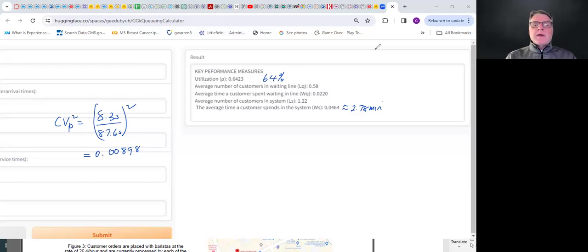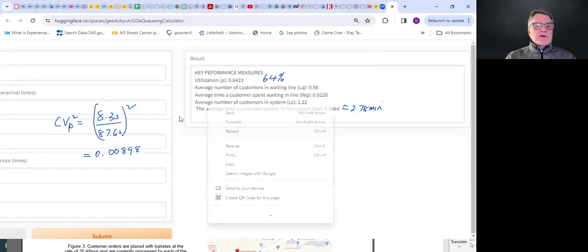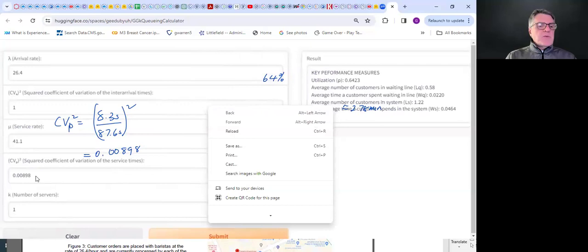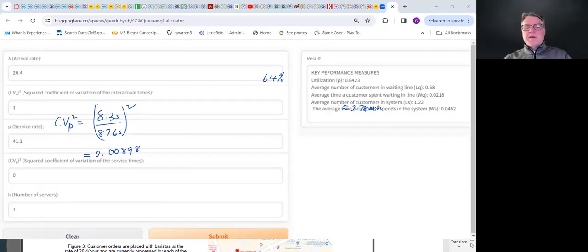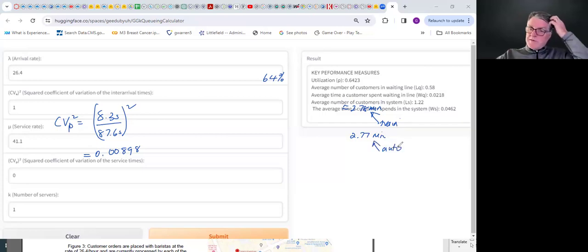I could also consider what the impact would be if we just automate completely. Just say it's 0 now. And you can see now I'm down at 0.0462. So 0.0462 times 60 is 2.77 minutes. So 2.78 is for training, and 2.77 minutes for automation. Essentially the same as the training, right? From a practical perspective, that's a wash.